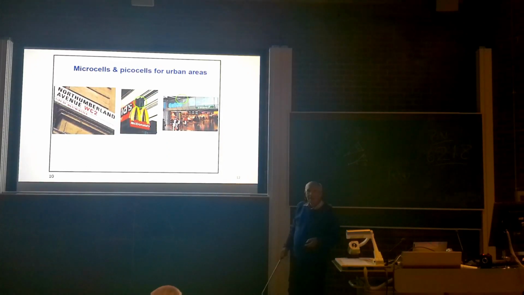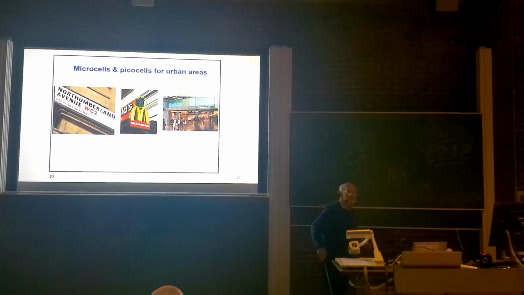So anyway, in addition to these macro cells, you need micro cells, particularly for 4G, and particularly for 5G, and they're hidden away. You won't notice them. This is Northumberland Avenue in London. There's McDonald's, and there's a little micro cell above the McDonald's sign. So keep your eyes open. You might be able to see them from time to time.